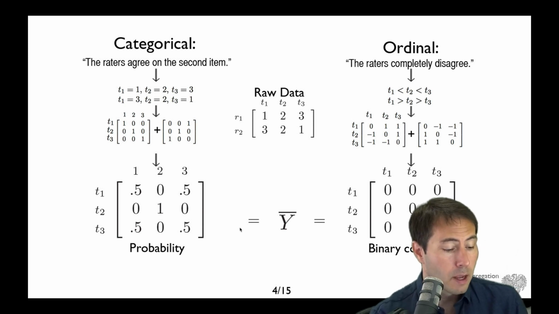Okay. Now, it's also worth noting that I've brought in this probability matrix because I've normalized this. We call this a binary comparison because each entry in the matrix corresponds to a binary comparison between element T1 and element T2, element T1 and element T3.